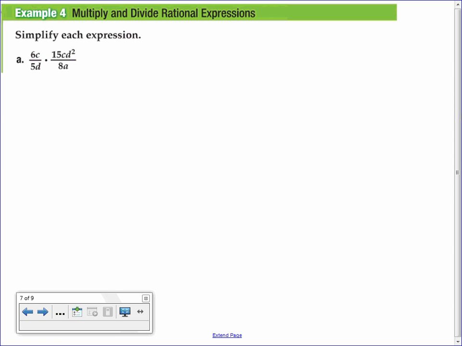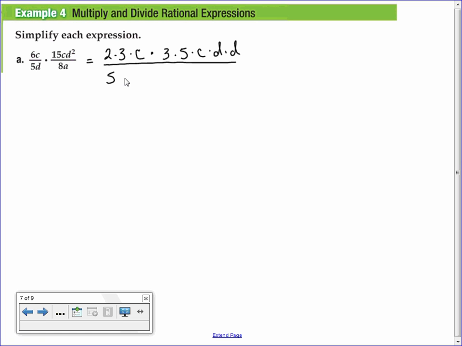All right, I'm going to break everything apart completely. 6 is 2 times 3. I've got a c. Now I'm going to go over here and get this one broken apart. 15 is 3 times 5. And I've got a c. And then a d squared, so that's d times d. Notice it's multiplied, so I'm going to be multiplying. That's the numerator. Now for the denominator.